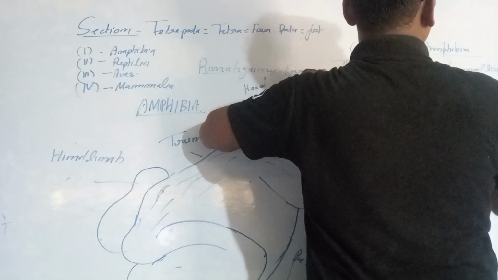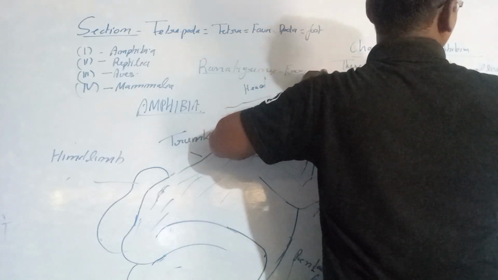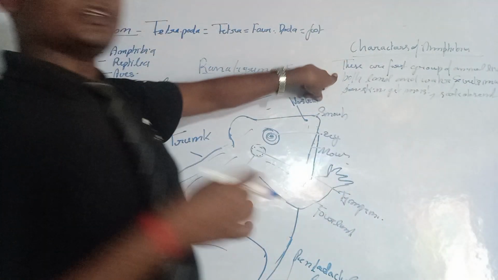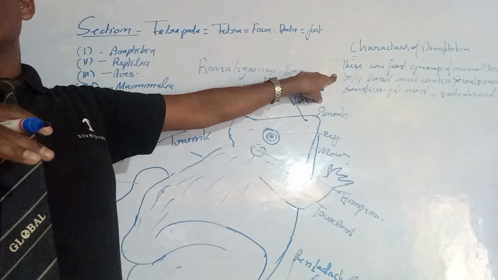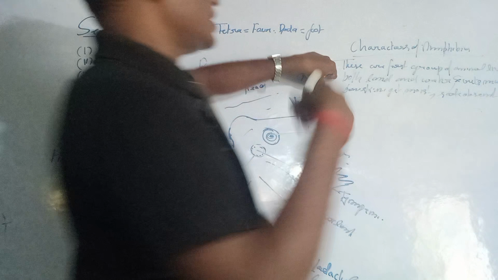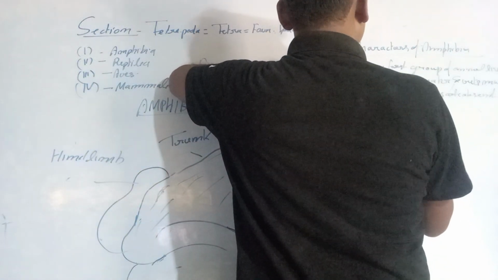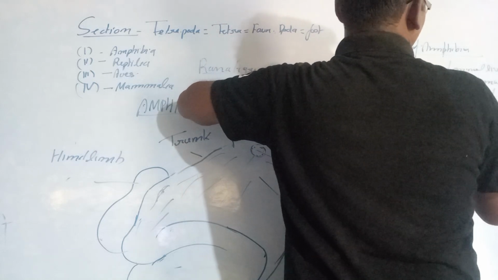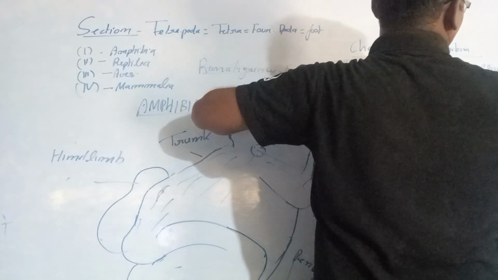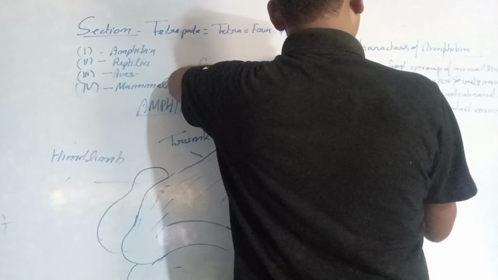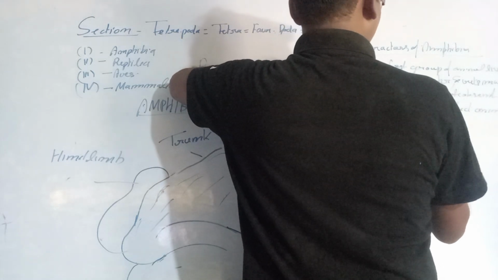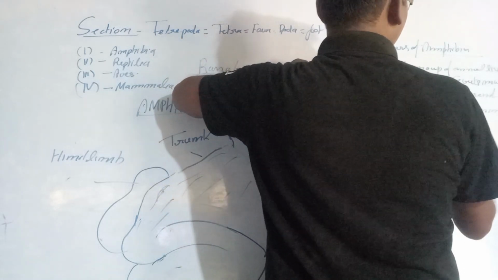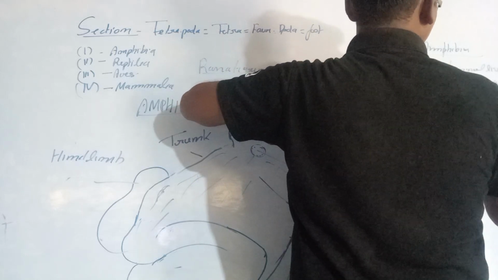Scale is absent. Scale is not present in these animals. They are cold-blooded animals. Three-chambered heart. A three-chambered heart is present here.